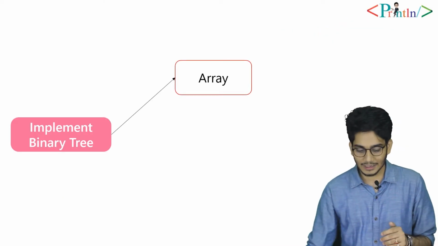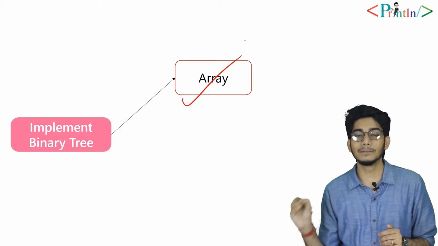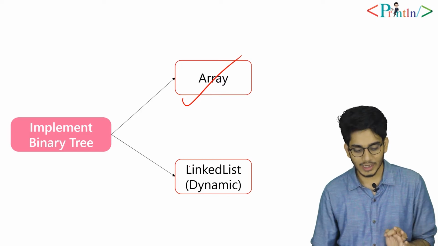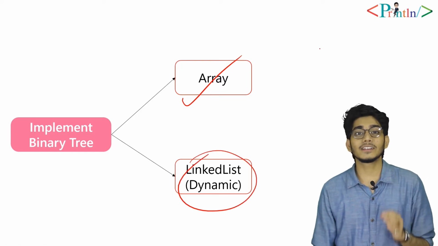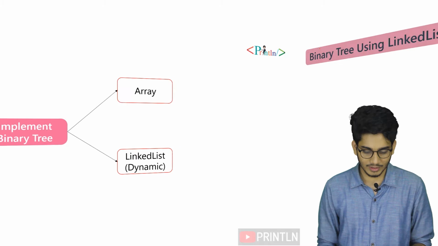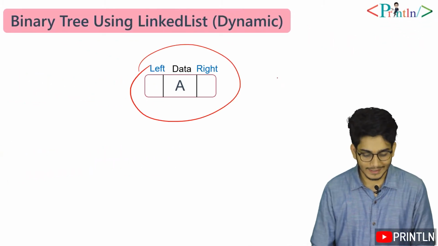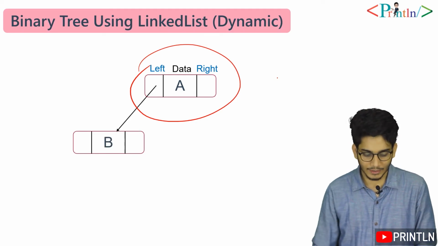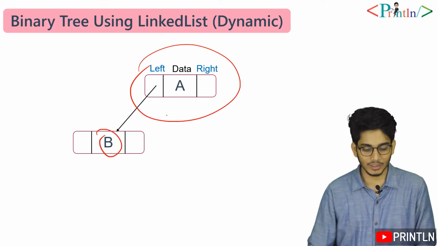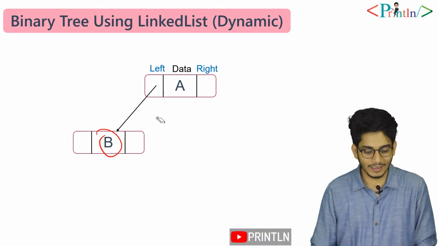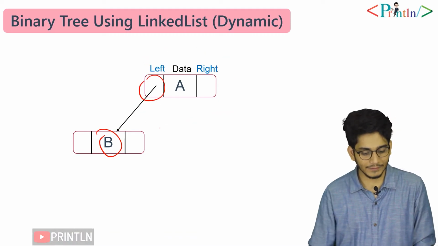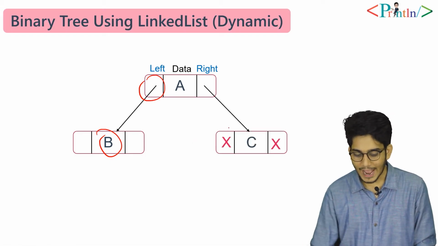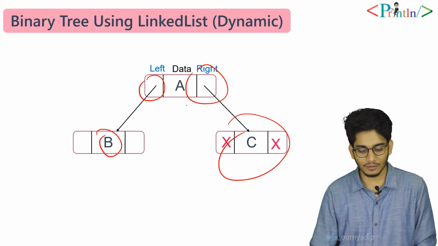At first we discussed how we can implement a binary tree using an array. Now we'll discuss how we can implement a binary tree using a linked list. There are many benefits of using a linked list for a binary tree. So this is a node. Now if we are trying to create any node, let's say that we have inserted A. Then we created a node B and added it at the left of A. Then we created another node, C, and added it at the right of A.